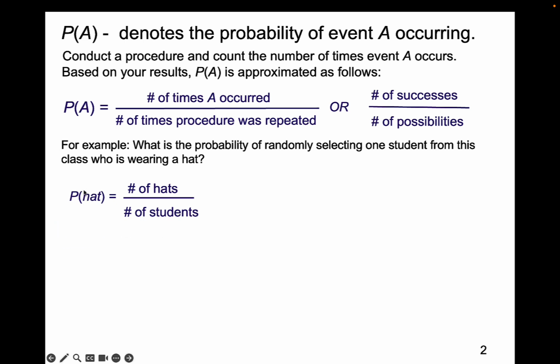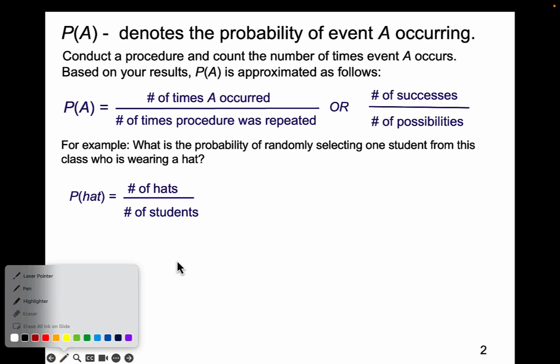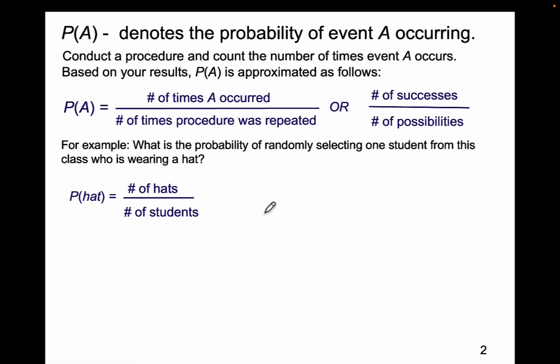Since we're not face-to-face, we'll just make up some numbers for that. So I'll use my morning class, for example. I had 40 students in my face-to-face stats class this morning, and I don't recall exactly, but I think there were about 5 of them that were wearing hats. So this would be the probability of randomly selecting one person from the class and them wearing a hat. 5 over 40 is a good answer.